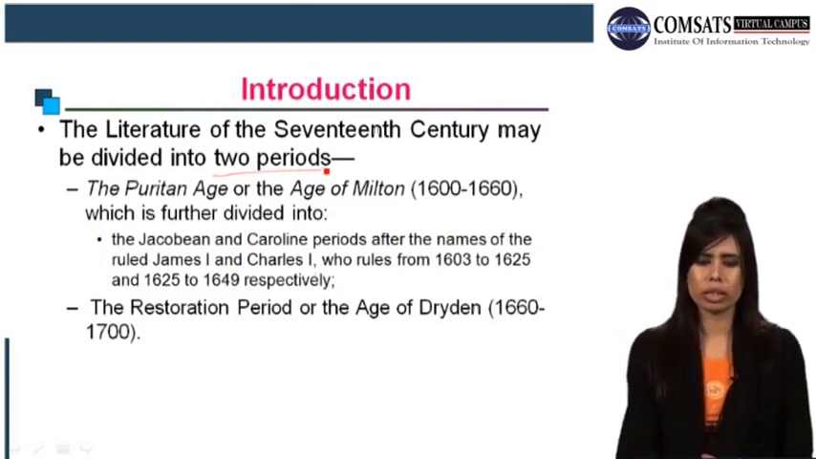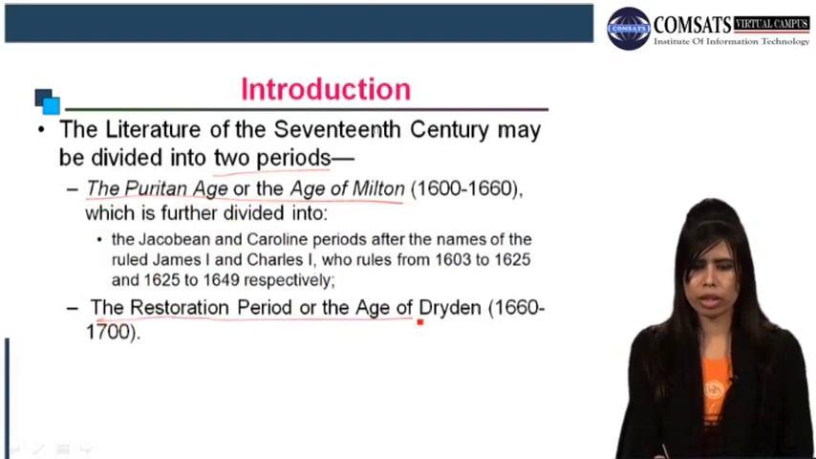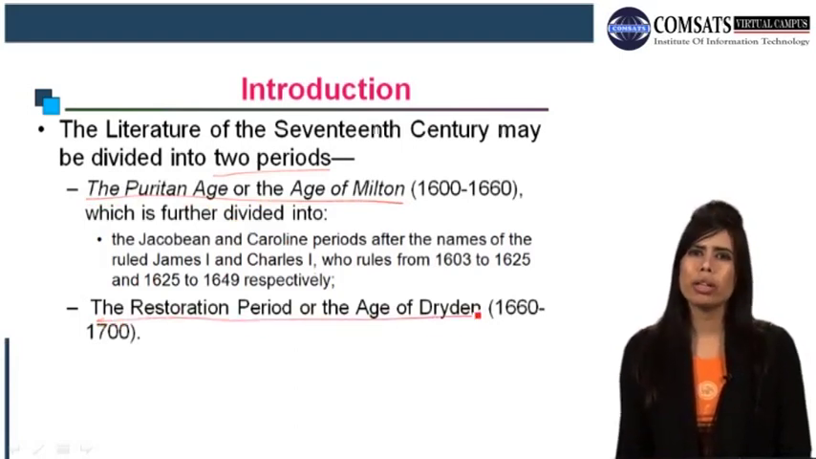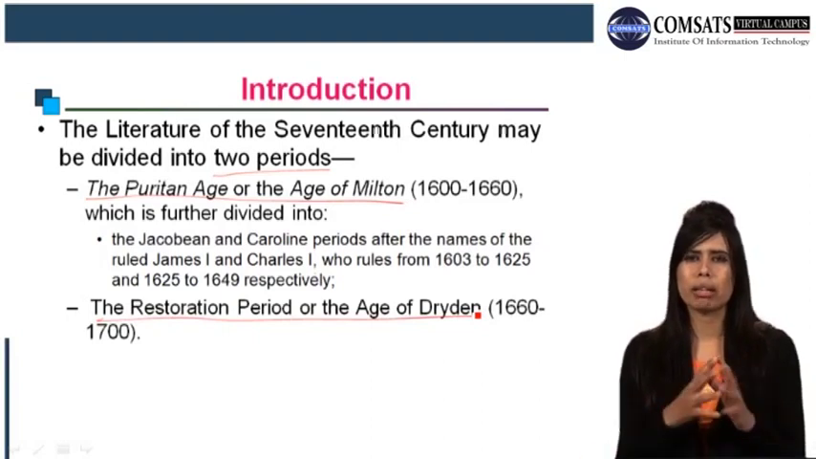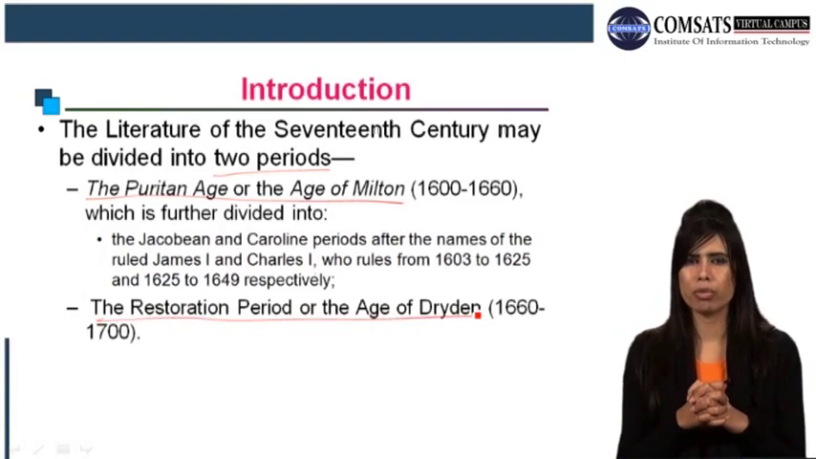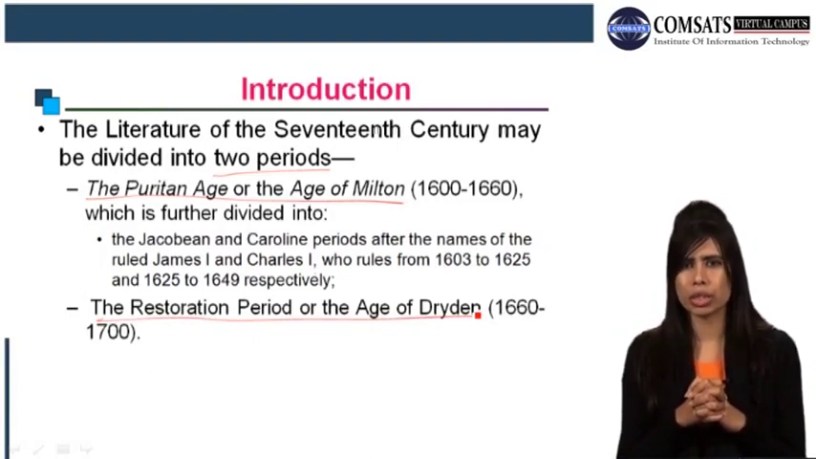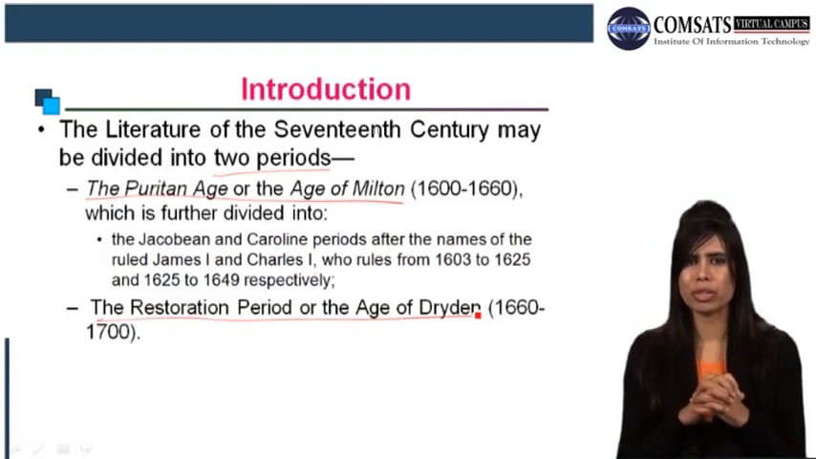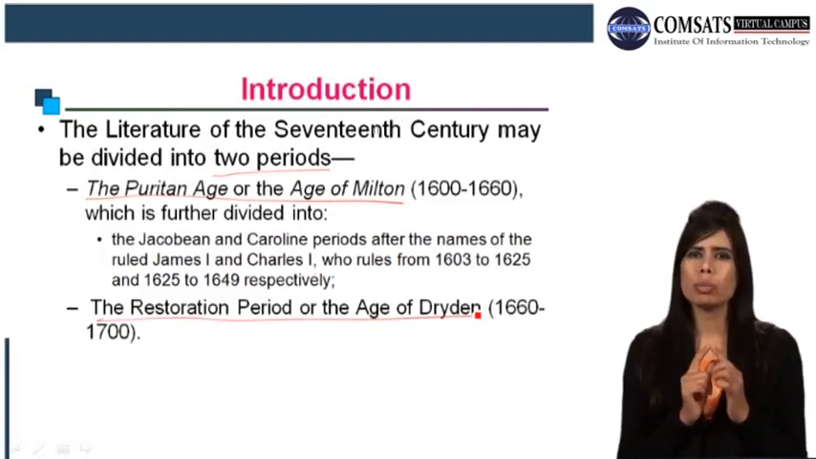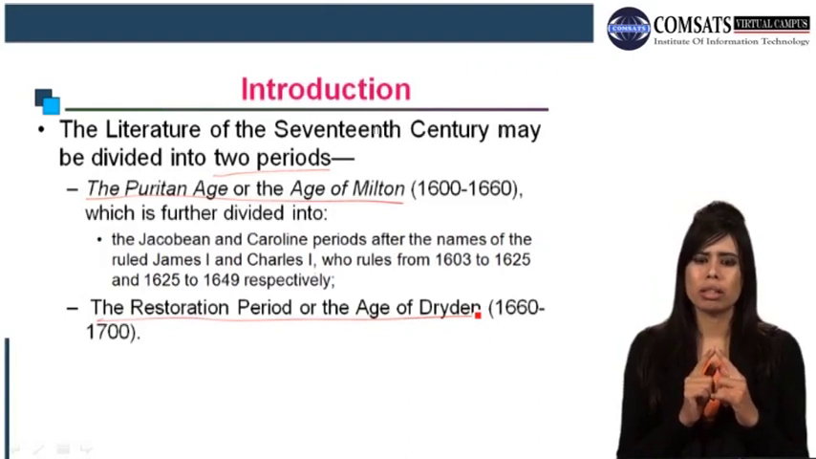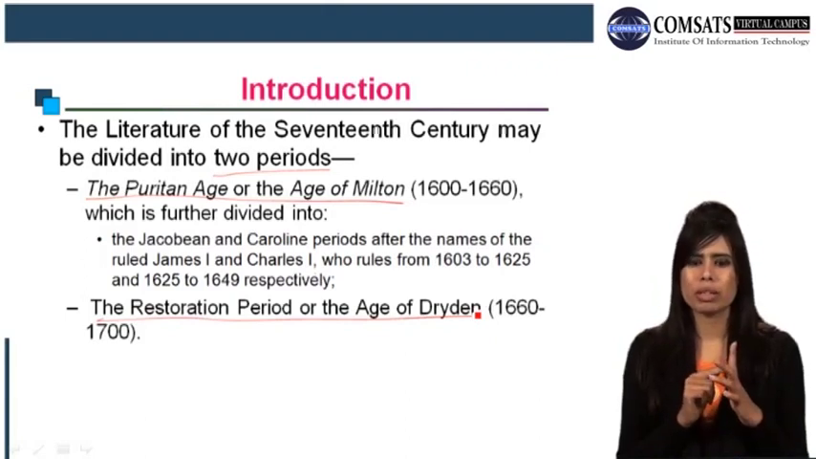So here you can see the Puritan age or the age of Milton, and the Restoration period or the age of Dryden. So here, my dear students, you can see the age of Dryden started in 1660 and ended in 1700, 40 years. Fine. Previously, the age of Milton comprised 60 years. So this is a whole full-fledged century, 17th century literature. Fine. So the first period is the Puritan age and the second one is the Restoration period.